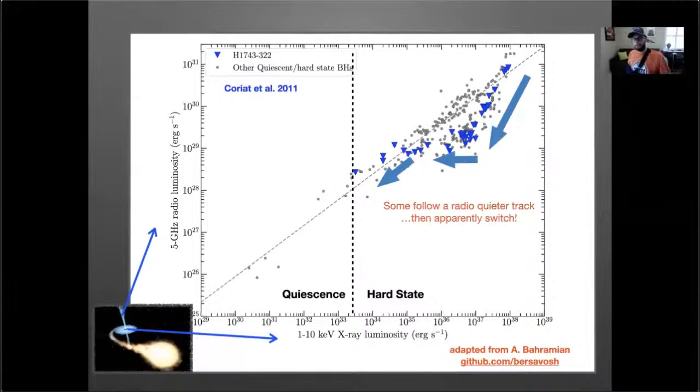H1743, for example, followed a radio quieter or a steeper track, and then apparently switched to the so-called standard track after a certain amount of time. And this switching to the standard track might suggest that there is some kind of switch of mechanisms for the emission processes, and maybe we could utilize LRLX to investigate the emission processes that are going on.